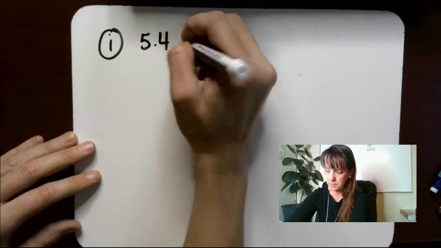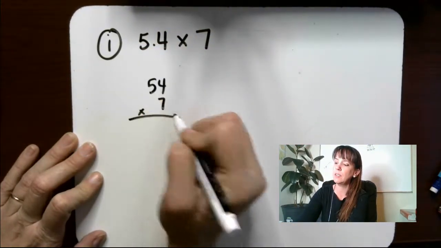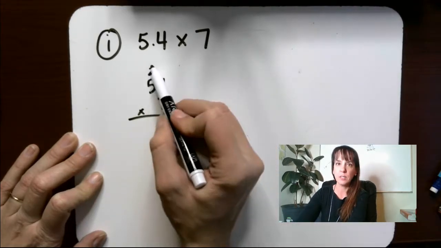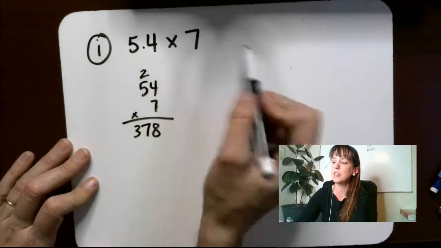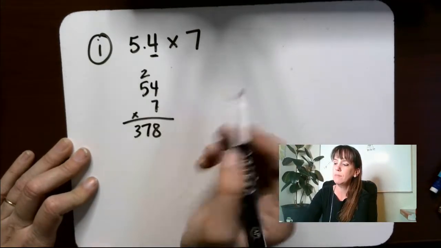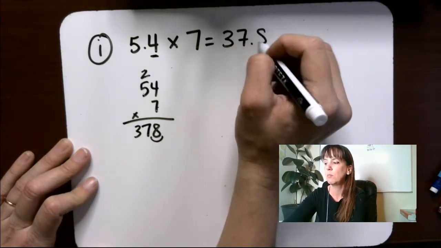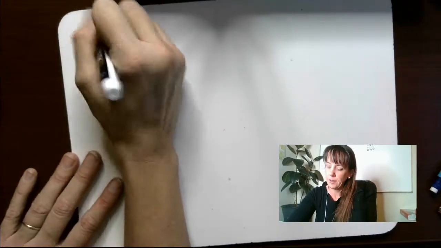5.4 times 7. It's going to be 54 times 7. This is going to be 28. This is 35, 36, 37, 378. But we go back and we look at how many digits are behind decimals here? 1. So we just take this guy and we move it over 1, which means it's 37.8. Let's check out J.